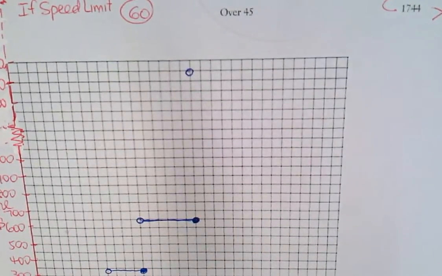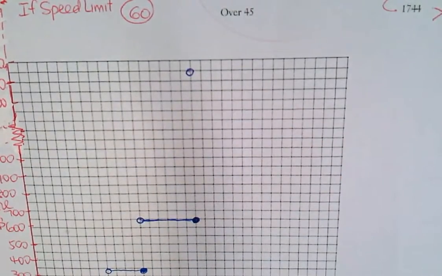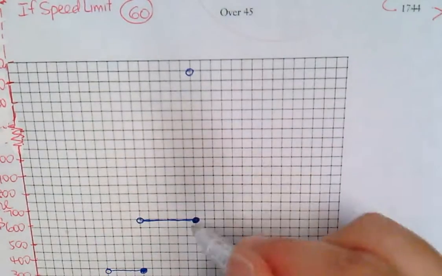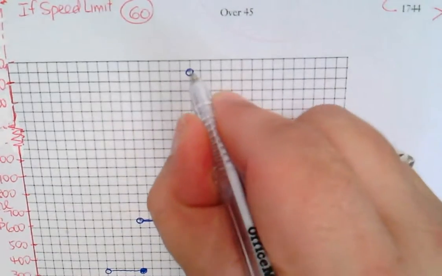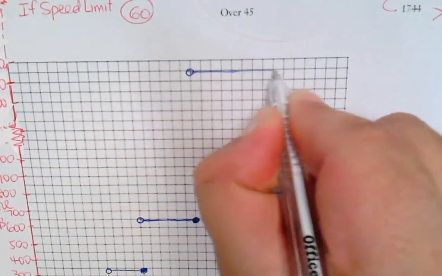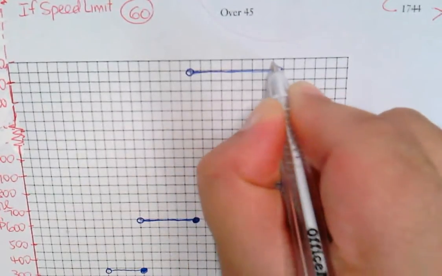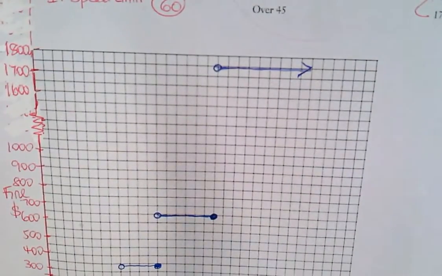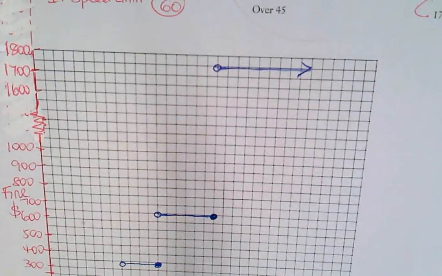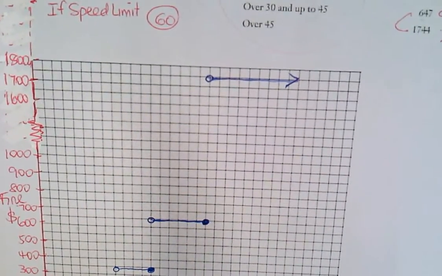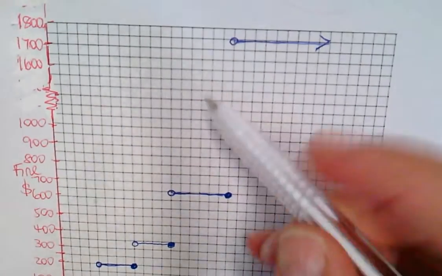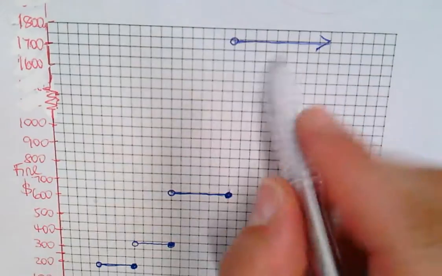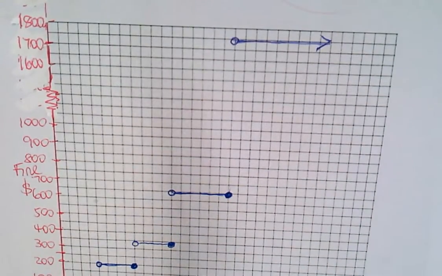Do I do open or closed circle? It says over 45. Over 45. Open or closed? Over does not include 45, so it's open. And you just draw it with an arrow. Anything over 45 is a $1,744 fine and, of course, loss of licence with that. One which just says over 45. If I look down here, here's 45. I go up. And, of course, 45 would be in line with the last dot. Over 45, open circle and arrow.